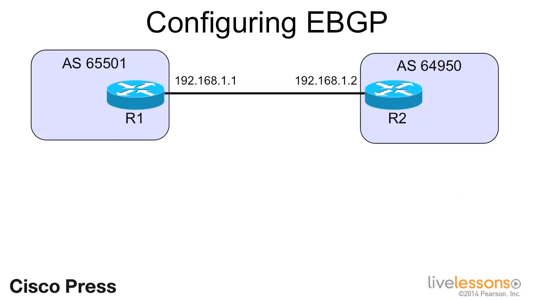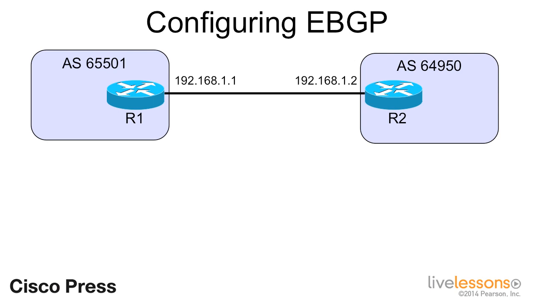Here's the network that we'll use for our configuration example. There's two routers that I've pretty unimaginatively named R1 and R2. They're connected by a single link, and the interface IP addresses are 192.168.1.1 and 192.168.1.2. And we can see that R1 is in Autonomous System 65501. R2 is in AS 64950. So they're in different autonomous systems, and so we know that this is going to be an external or EBGP session.